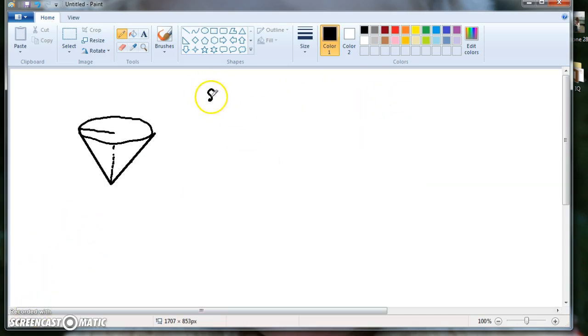So for this one, the slant height of this cone is, we said 6. And the diameter is 8. So that gives us everything we need to find the surface area. And here's how we find the surface area. We're going to go, first of all, we have the area of the circle. For that, the area of a circle is pi times r squared. That's how you find the area for all circles.